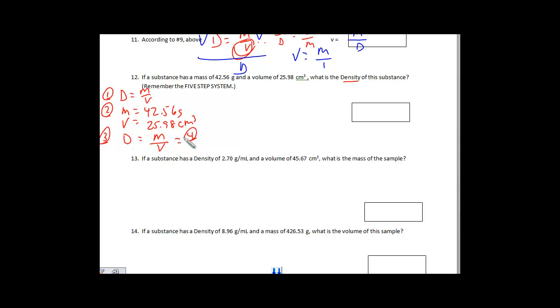Step 4, plug in the values, which is just a restatement of what you just did. 42.56 grams divided by 25.98 cubic centimeters, and you can see that your units aren't going to cancel. You're going to end up in grams over cubic centimeters, and that's exactly what you'd expect for density. Okay, so now, and only now, you plug in your calculator and you come up with 1.63818.